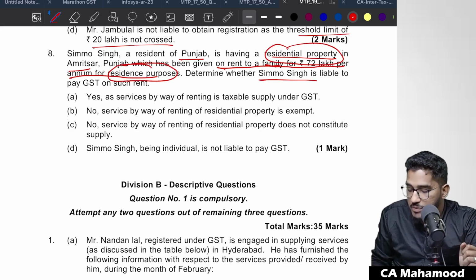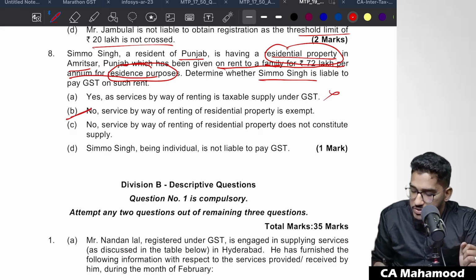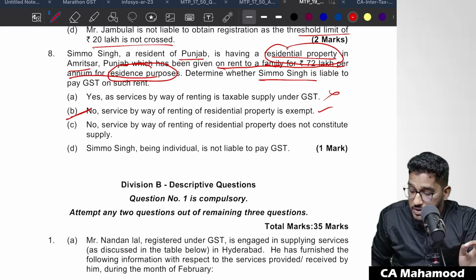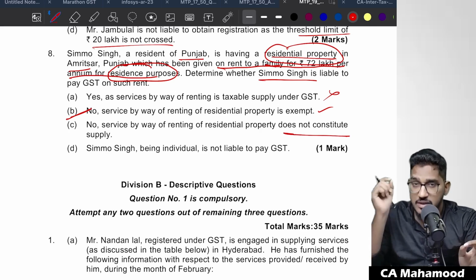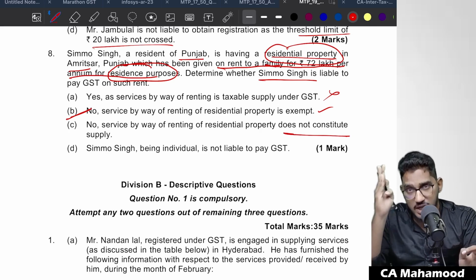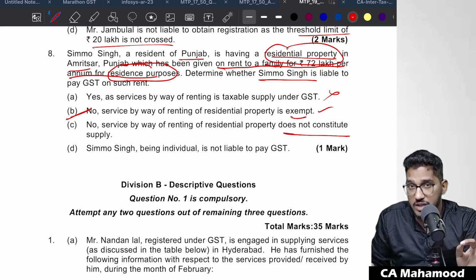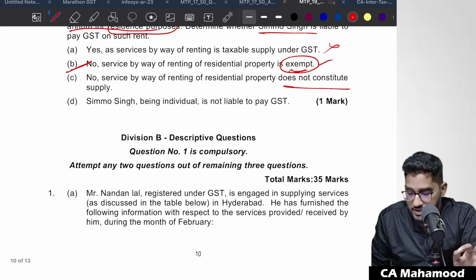Determine whether Simmo Singh is liable to pay GST on such rent. Yes, the first option says yes. No, it is wrong. Services by way of renting of residential property for residential purposes are exempted. No, service by way of renting of residential property does not constitute a supply. It becomes a supply. It is treated as supply. It is a service in relation to immovable property. It will be a supply. But GST is not payable because it is exempted. It will be supply, but it is exempted. That's why there is no GST here.